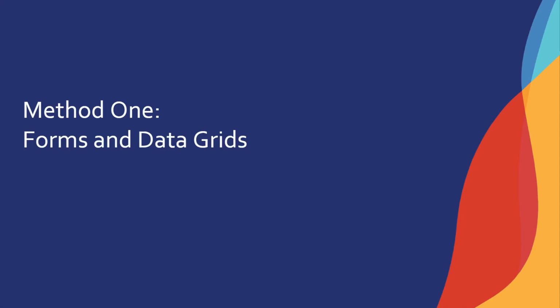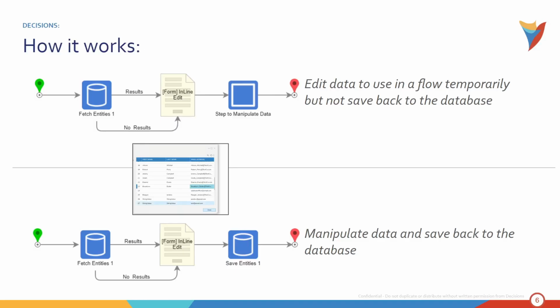So let's get talking about how it actually works in Decisions. We're going to talk about the first one, which is going to be forms and data grids. You're going to be able to utilize an advanced data grid on a form to perform changes. You can either have it be permanent by using some type of save entity step, as seen on the bottom, or you can have it be a temporary change on the top, where you can just manipulate that data if you want to send an email or utilize it in a way that's not permanently written back to the database. You just want to edit it for something in your flow.